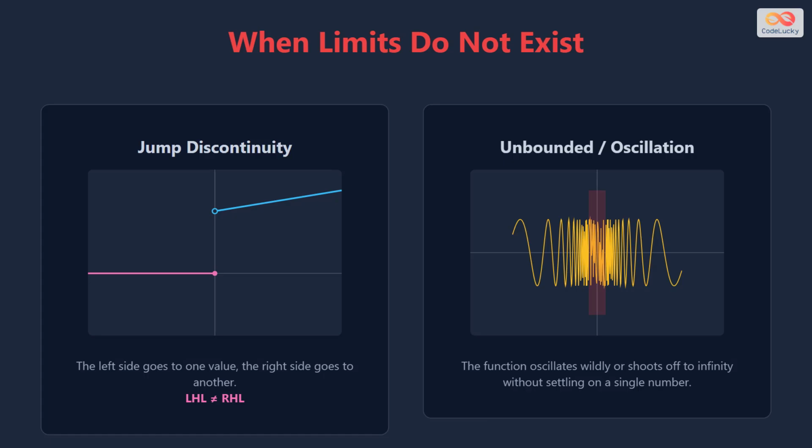Here is what happens when they don't meet. On the left, we have a jump discontinuity. The left path leads to one height and the right path leads to another. Since they are different, the general limit does not exist. On the right, we see oscillation, where the function wiggles so wildly that it never settles on a single number. These are cases where limits fail.